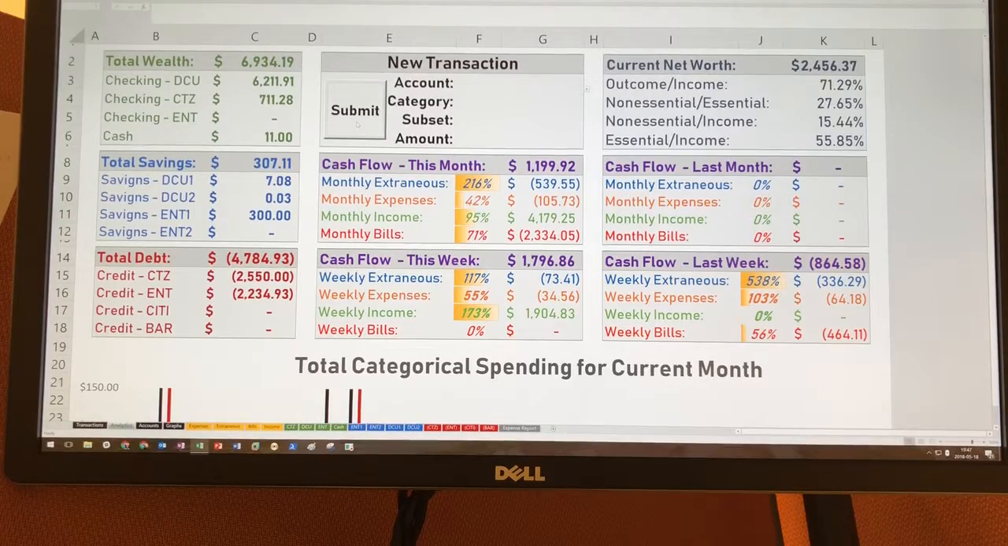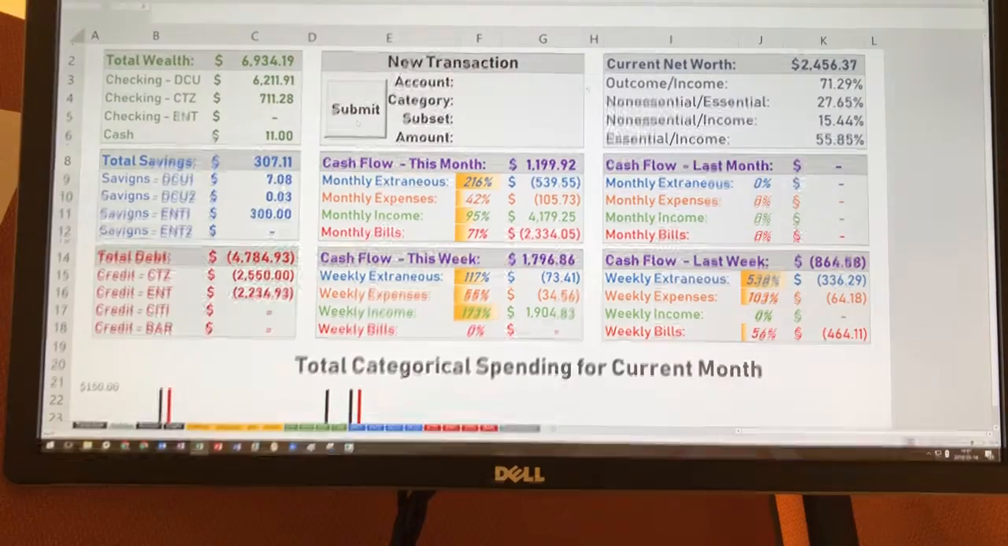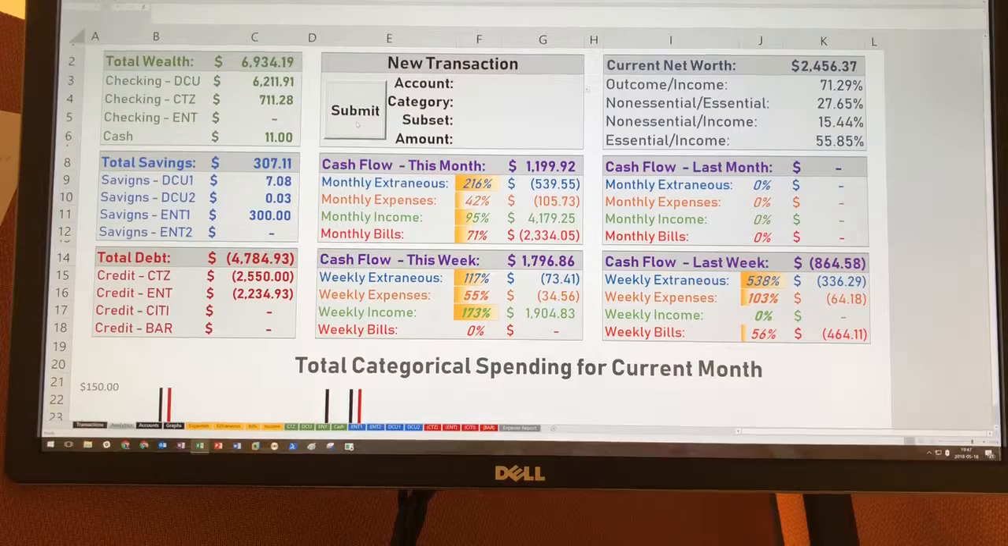So my total wealth changed. My extraneous for the month has updated. My total current net worth updated. Everything's updated for the week, for the month, total, everything. So pretty cool. Enjoy.